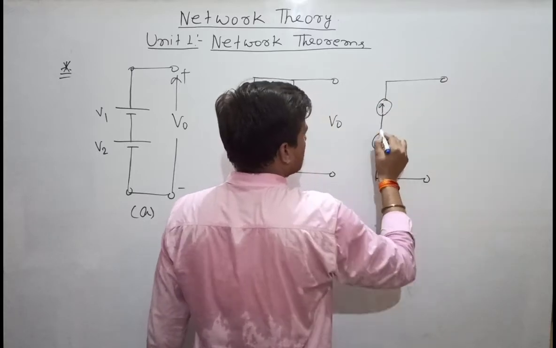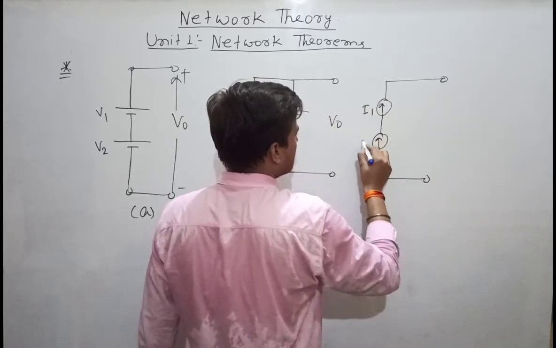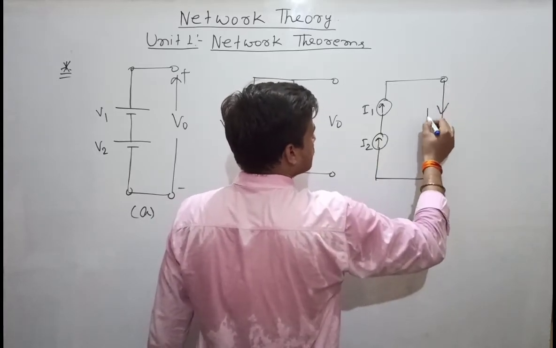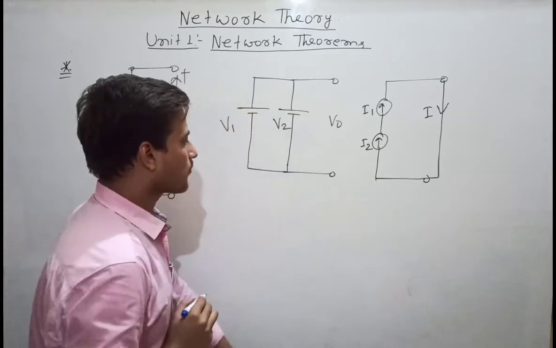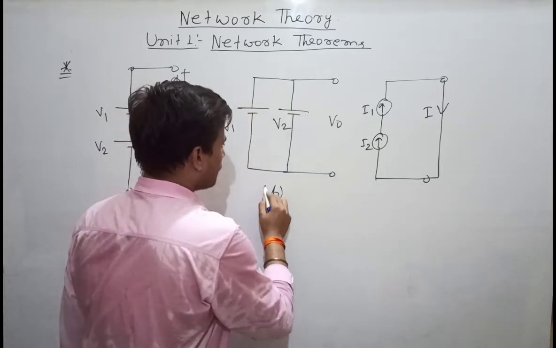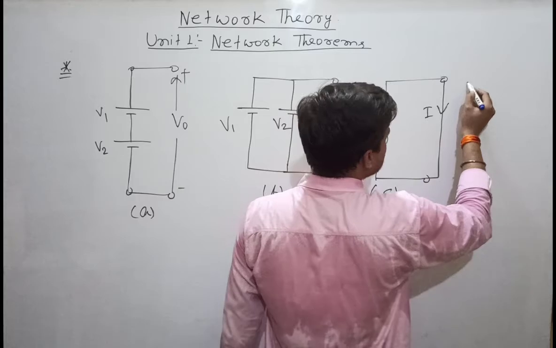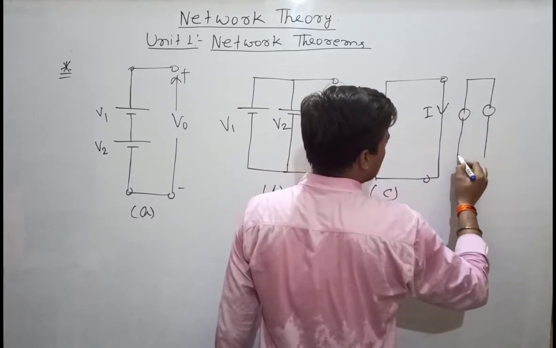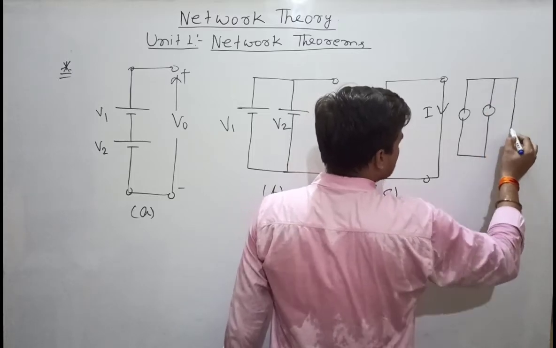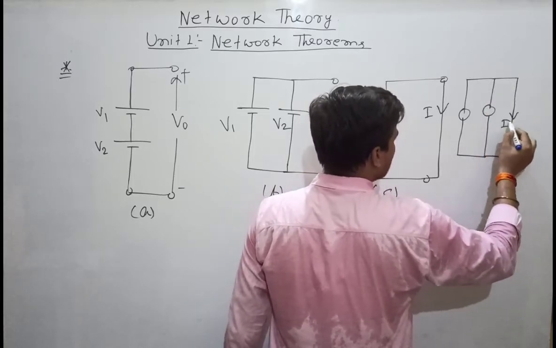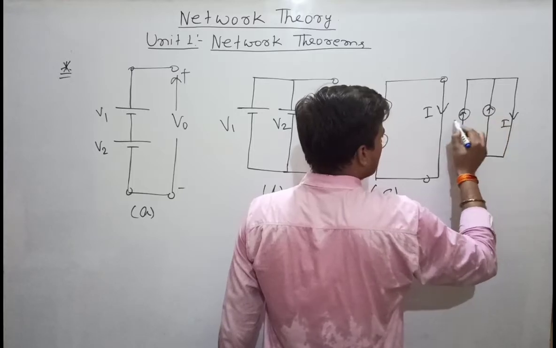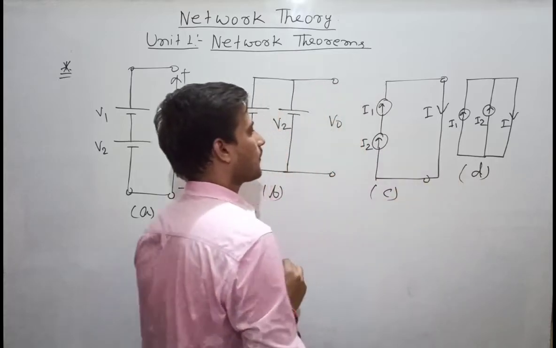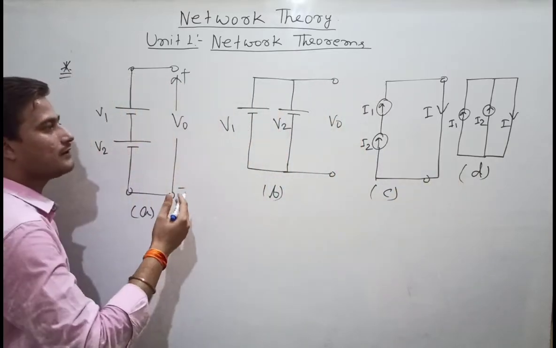You will be given two current sources, I1 and I2, in series. The terminal will be shorted. You will be asked to find the current I. Clear? This is circuit B, this is circuit C, and at last you will see that there will be two current sources in parallel. You will be asked to find the current flowing through this branch I. This current is I1, this current is I2. This is figure D. Now we have to see how to solve these circuits.